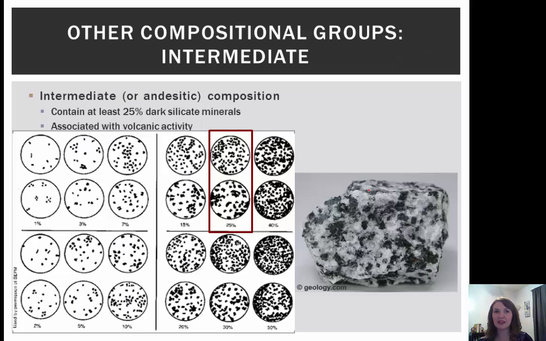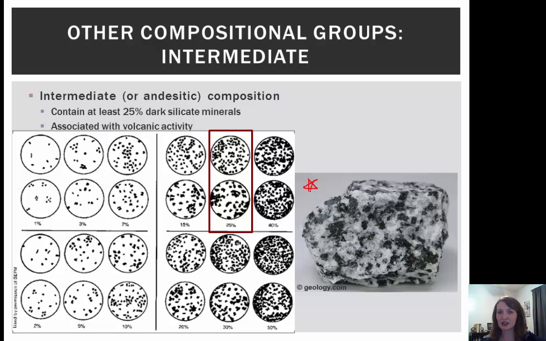Now we do have a couple of other compositional groups. We have our intermediate group, which is also referred to as andesitic in composition. So it contains at least 25% of dark silicate minerals. This is often associated with volcanic activity. So the sample that we have over here, this is just what we refer to as a diorite.